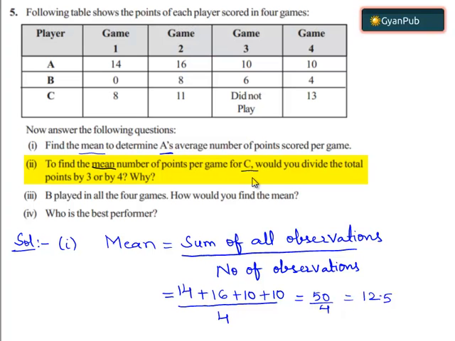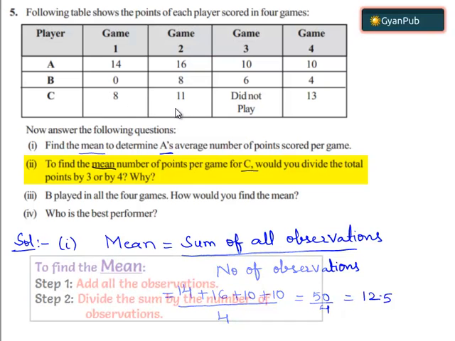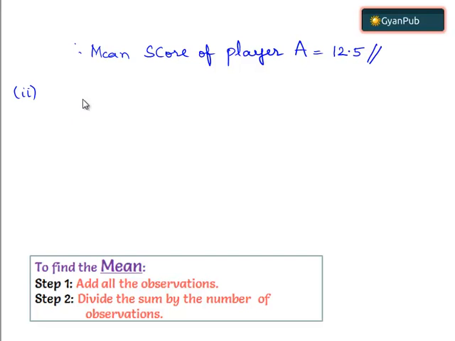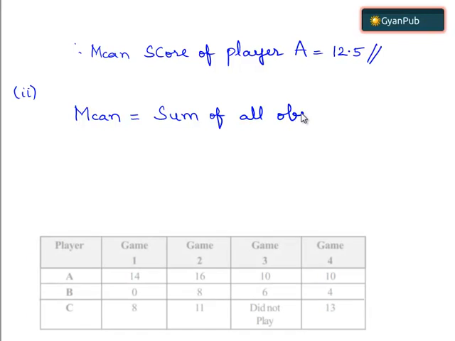They have also asked, would you divide the total points by 3 or 4? Why? To find the mean number of points per game for C, we shall divide the total points by 3, because the number of games under consideration is 4, but C did not play any game. So, to find the mean of player C, we shall divide the sum of all the observations by the number of observations.